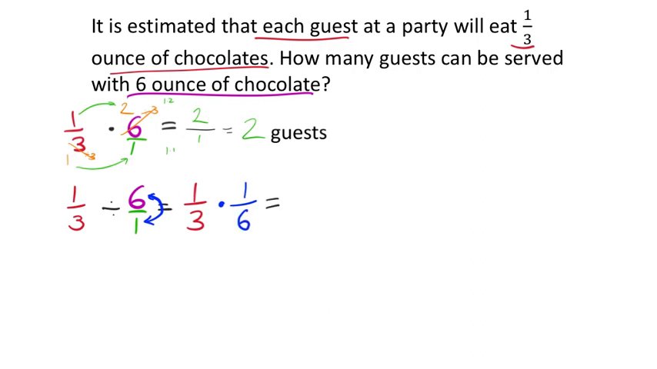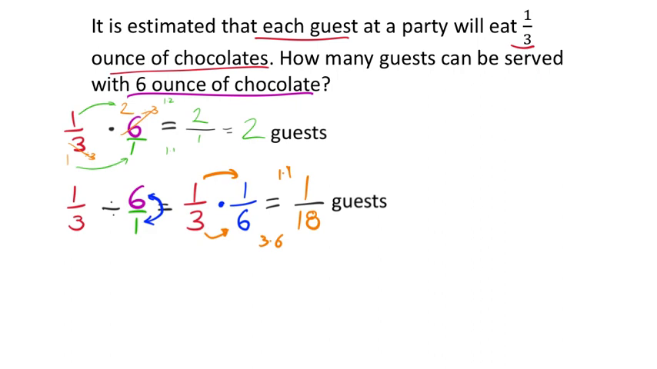And that is fairly convenient because there's no simplification necessary. We can just get a fraction right away. I got 1 times 1 in the numerator. 1 times 1 is 1. And then in the denominator, I've got 3 times 6, which is 18. Now, I can't simplify that fraction, but the important part is that you understand that's how many guests you can give 1/3 ounce of chocolate with 6 ounces of chocolate.